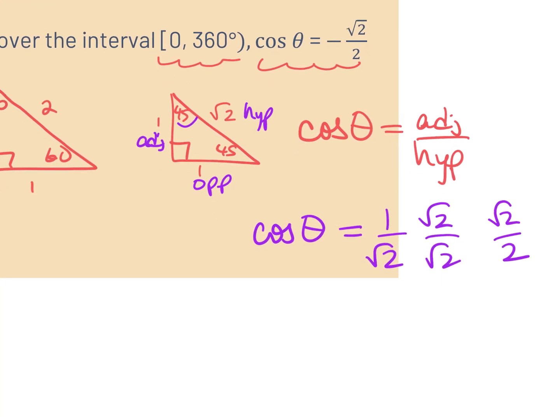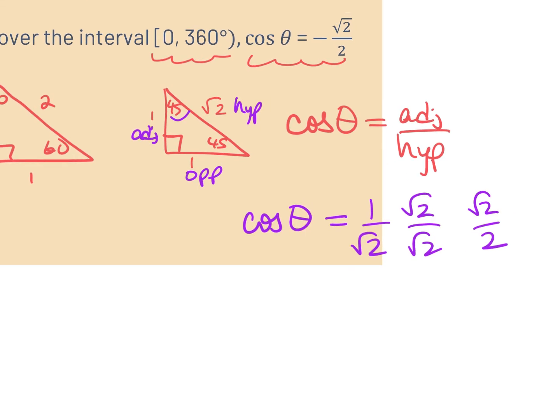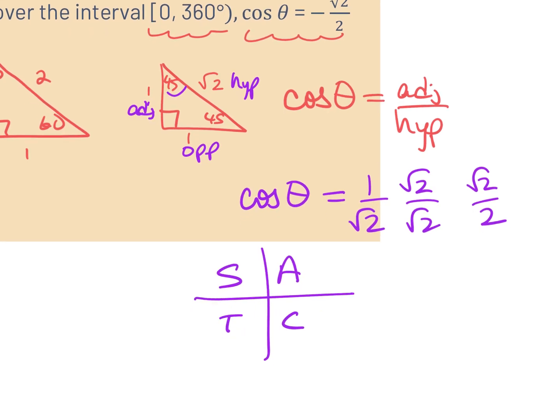But then what we need to do is figure out which quadrant cosine is going to be negative in. So all students take calculus. I know that cosine is going to be positive here and here.